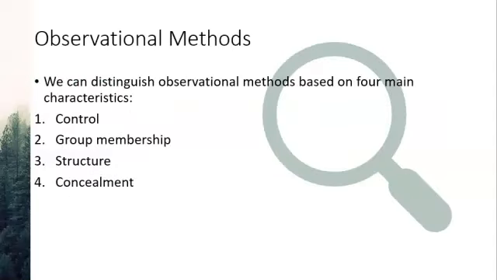In order to do good observation, we have 4 main characteristics of observation that you need to make decisions on: control, group membership, structure, and concealment. We're going to look at each of these in detail in this video.